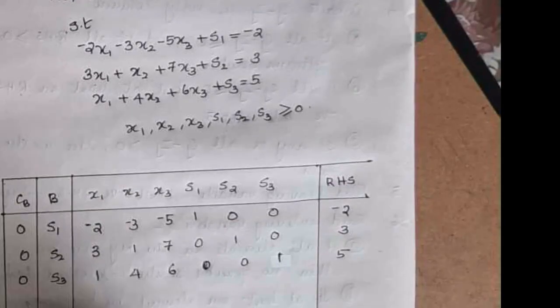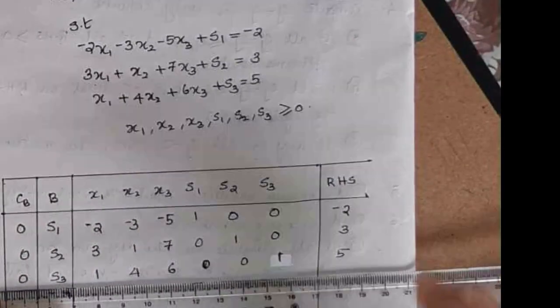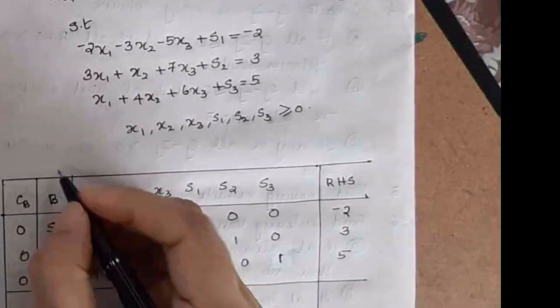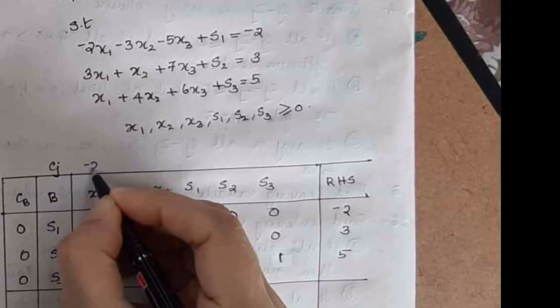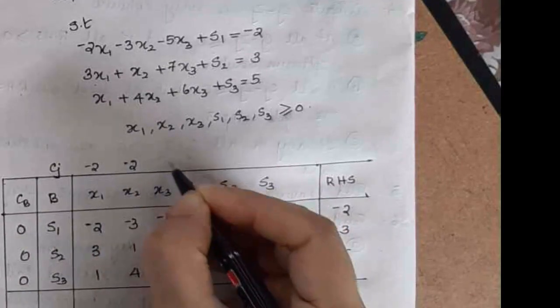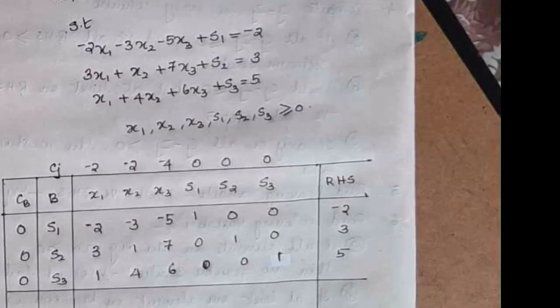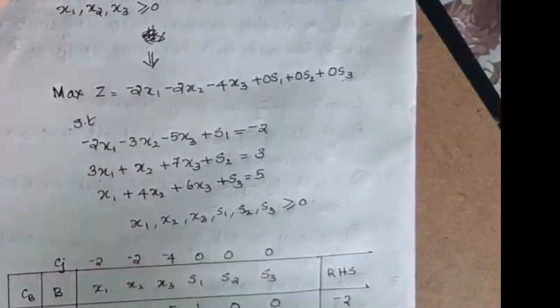Now before that, you have to write the Cj cost here. Cj, based on the objective function, is -2, -2, -4, and zeros. Values from the objective function. These are the values. Now we have the first table.